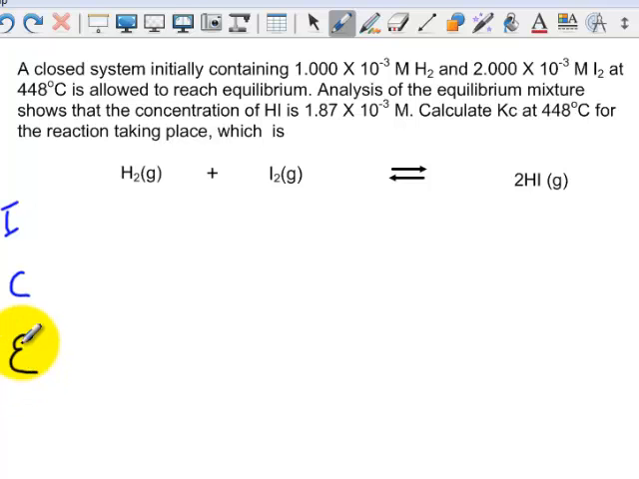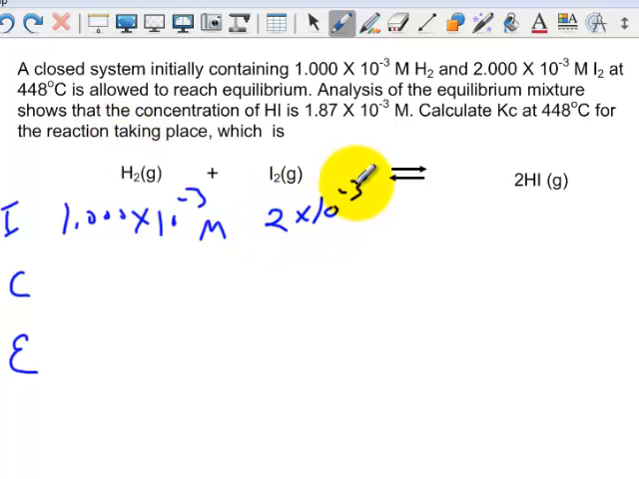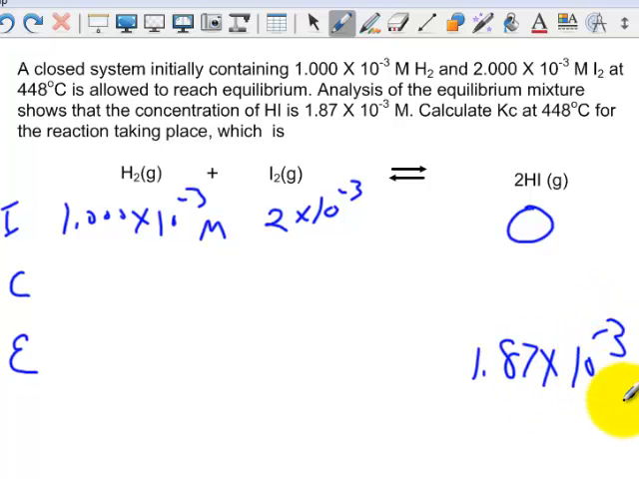Okay, so initially we had 1 times 10 to the negative 3rd molar of H2, and we had 2 times 10 to the negative 3rd molar I2. I'm not going to write all those zeros. You realize they're in there for sig fig purposes. Okay, and I have none of this. That's what I've got initially. At equilibrium, I have 1.87 times 10 to the minus 3rd molar of HI.